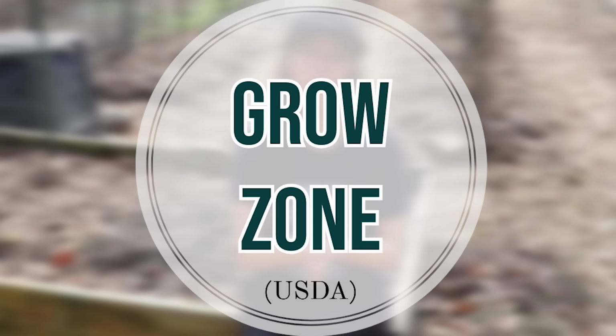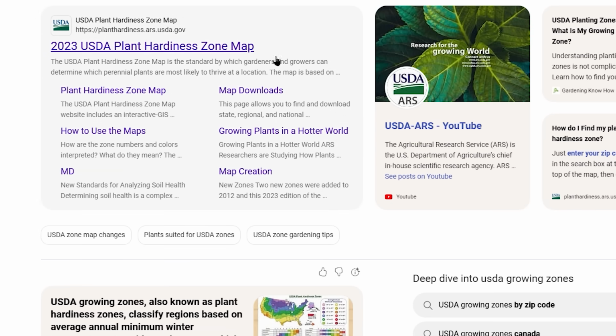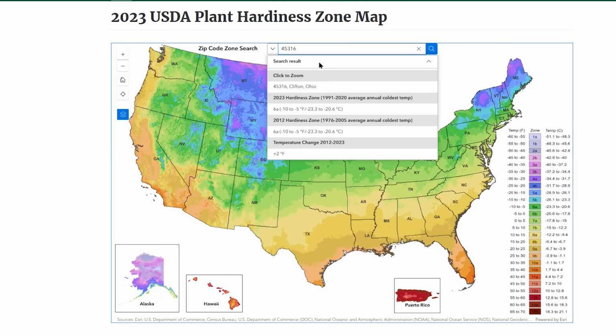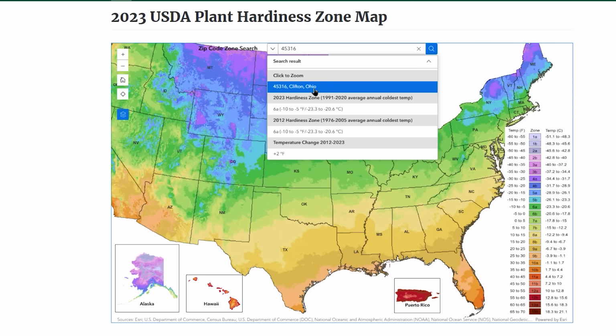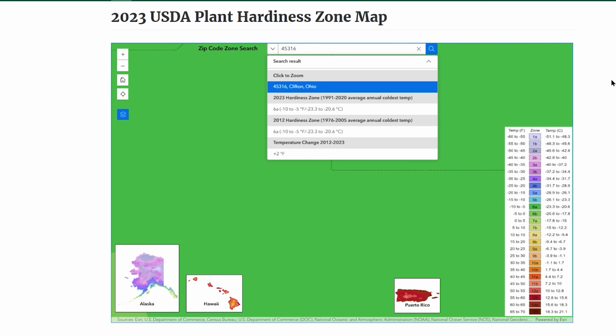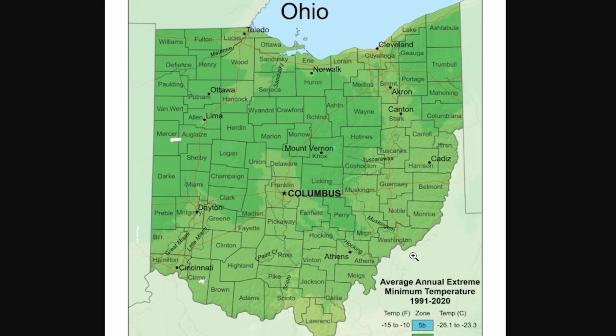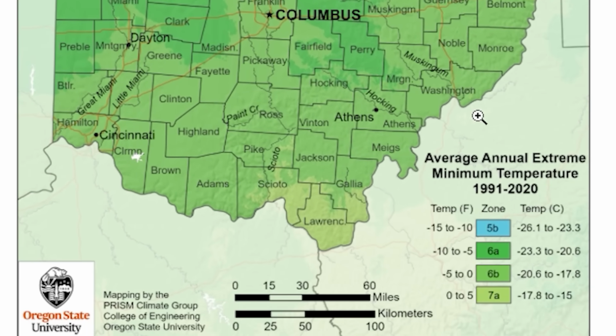So first and foremost, to find your USDA grow zone, as of the update in 2023, check out the USDA site, and I've linked that in the video description below as well. Just enter your zip code. I'm just using a random Ohio zip code here, and it will give you your current zone as well as information about your average annual coldest temperature. In 6A, for example, currently mine is -10 to -5 degrees Fahrenheit.